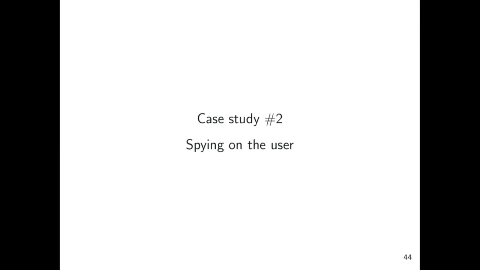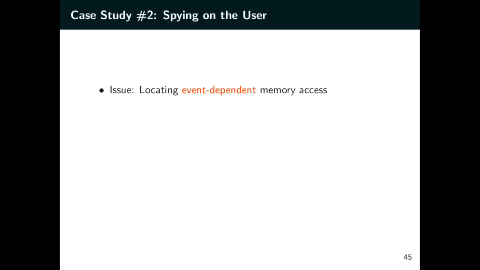And now Clémentine will tell us how we did the demo and how you can use our attacks to spy on the user. So on our second case study, and for the rest, the attack scenario is a bit different than for the covert channel. Here we do not have 2 malicious applications, but just 1 malicious application that is going to spy on the other benign applications. So the problem is always which address do we want to spy on? So locating these event-dependent memory accesses.